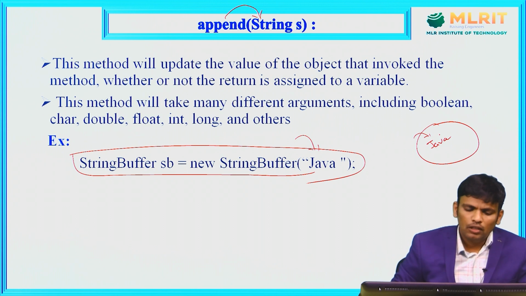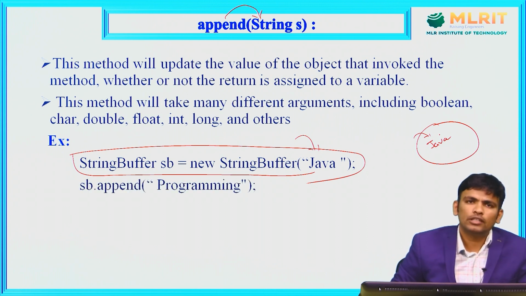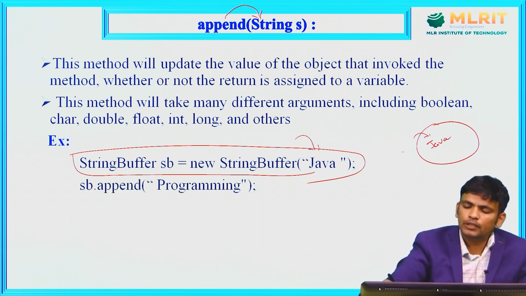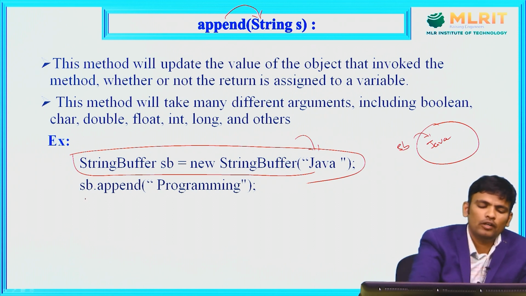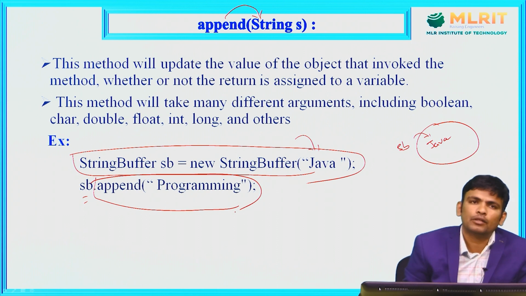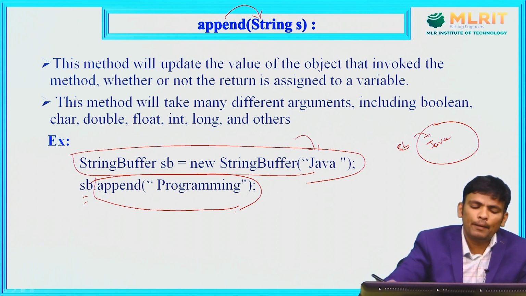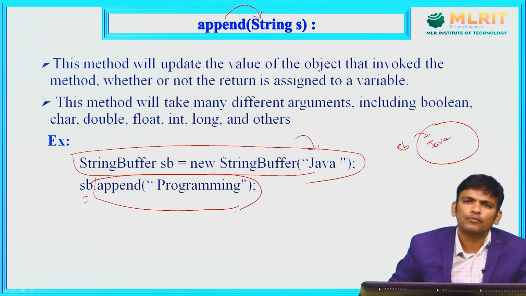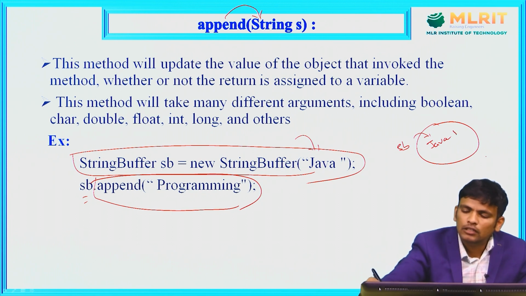Now you are performing some operation on this existing object. This object is pointing to sb. On sb you are performing an appending operation in the next step. Instead of creating a new object, it will perform the append operation on the same object, so here it will produce Java programming.